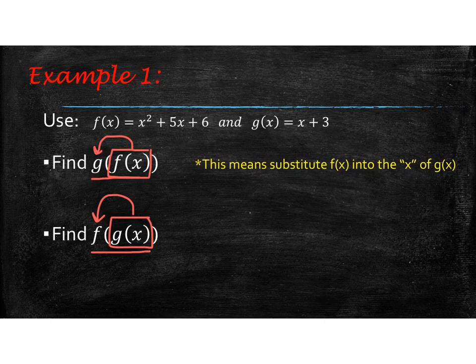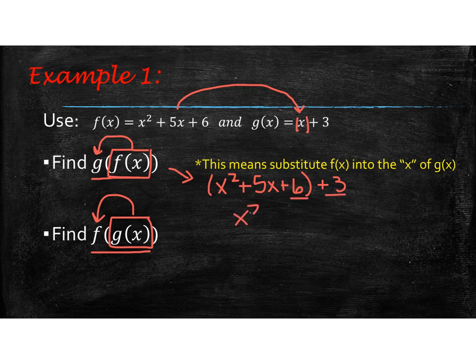So let's take the first one and let's take the f function and substitute it into the g function, okay? So what that's going to look like is we're taking this function and substituting it into this function everywhere you see an x. So we'll have x squared plus 5x plus 6. That's getting in place of this x, and then we just have the plus 3 on the end. So all you have to do is combine your like terms. So you'll have x squared plus 5x plus 9.